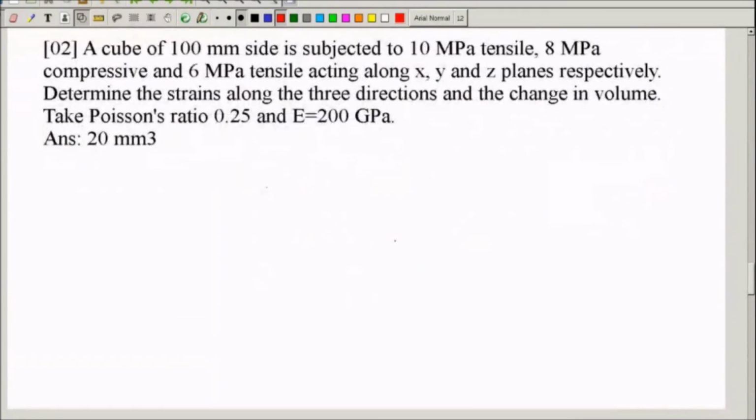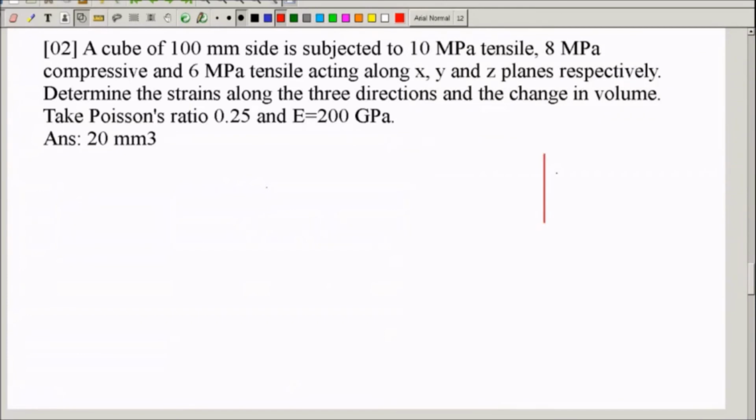It is also a similar problem. A cube of 100 mm side is subjected to 10 MPa tensile, 8 MPa compressive, and 6 MPa tensile along x, y, z directions respectively, or planes respectively. Determine the strains along the three directions and the change in volume. Take Poisson's ratio 0.25 and E is equal to 200 gigapascal. He has directly given you the stresses here. Instead of calculating stress, you have to use directly the stresses.